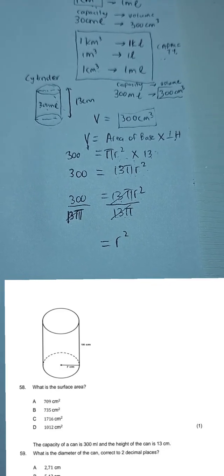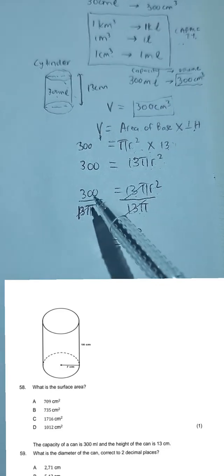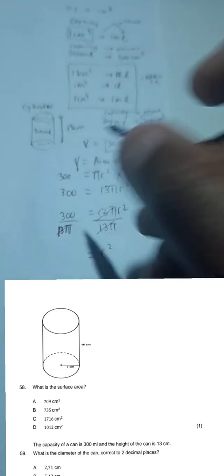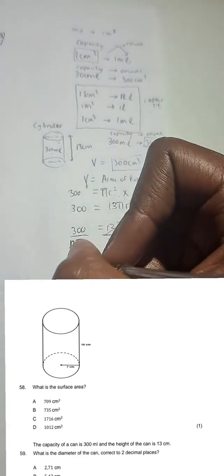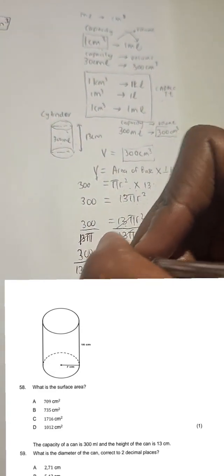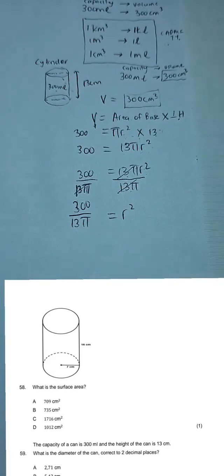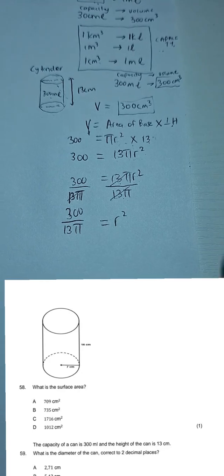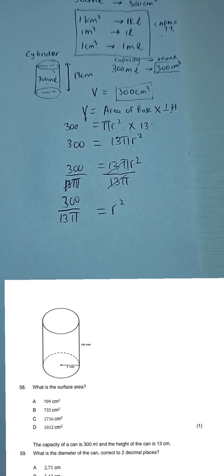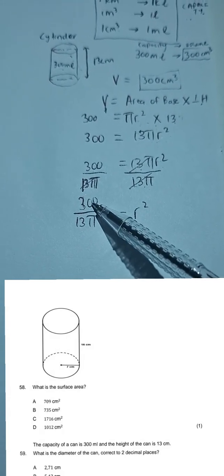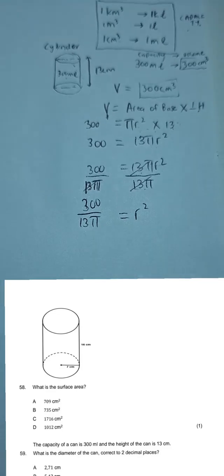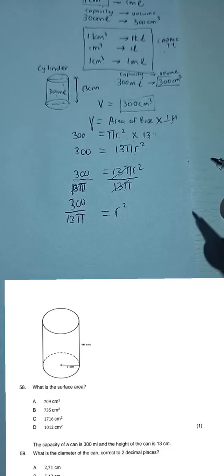I'm going to wait for someone in the comment section to tell me what's 300 divided by 13 pi. If you guys are really in this live session and you are here present, please take your calculator, type in 300 and then divide it by 13 pi and tell me what you get.